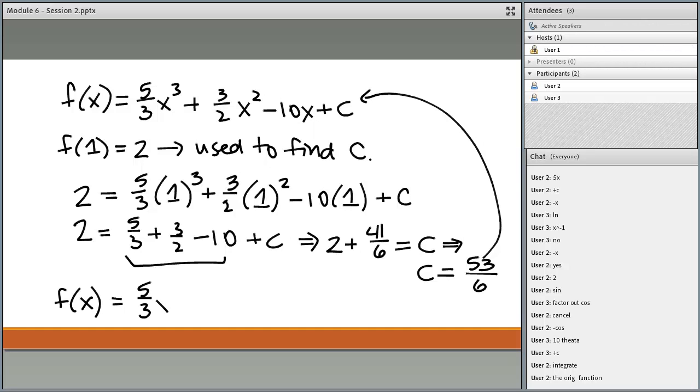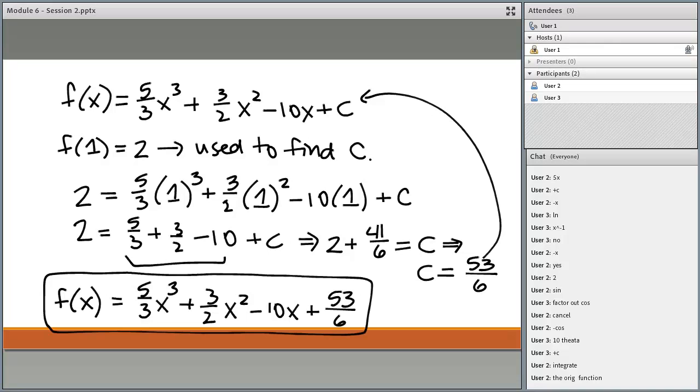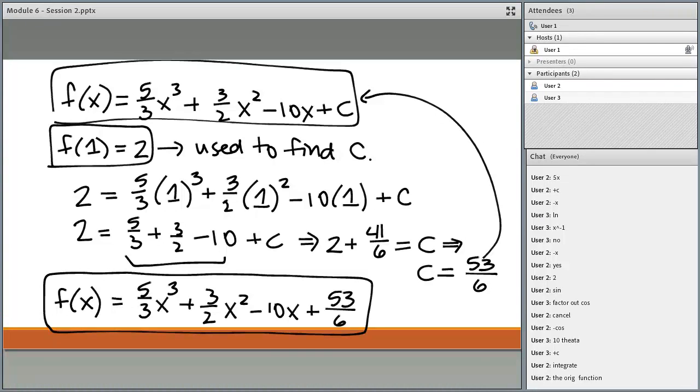So, putting this all together, our original function, f of x, is 5 over 3 x to the third plus 3 over 2 x squared minus 10x, and now we know that the constant is 53 over 6. So the only way that we can figure out what the constant is if we're given some sort of extra information. So in this case, we were given f of 1 equals 2. That's the only way we can find out what it is. Had we not been given that, we would have just had to leave it as right here.